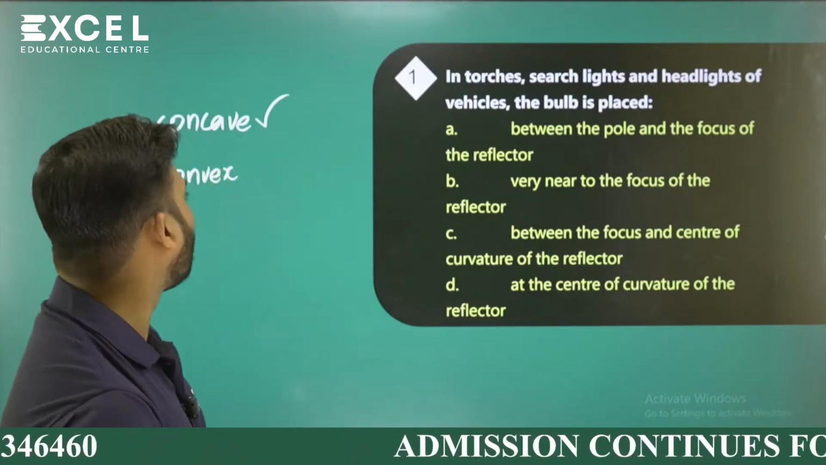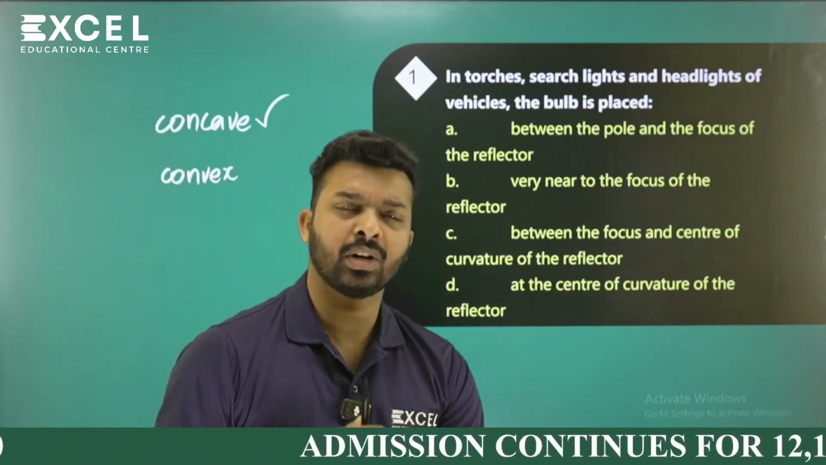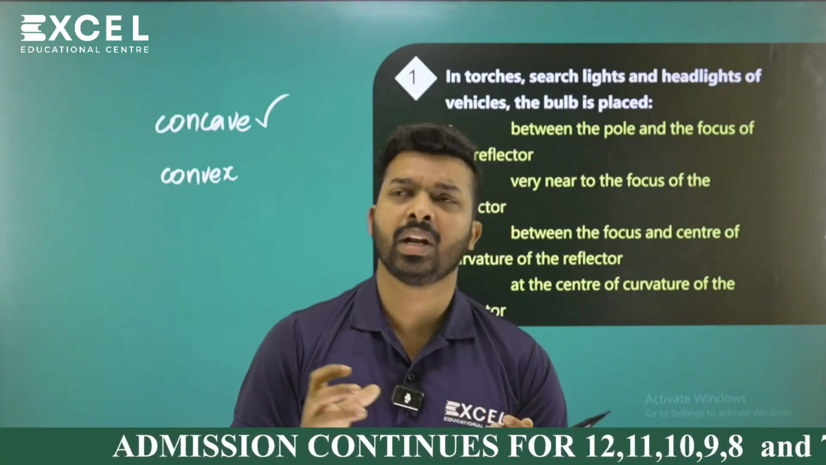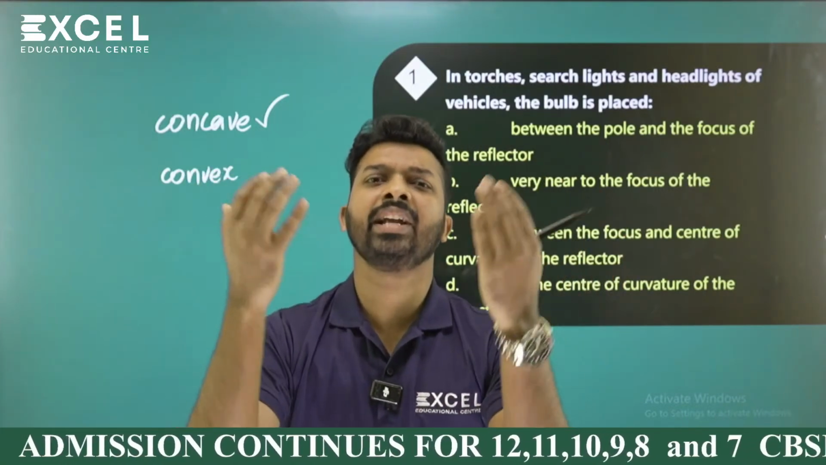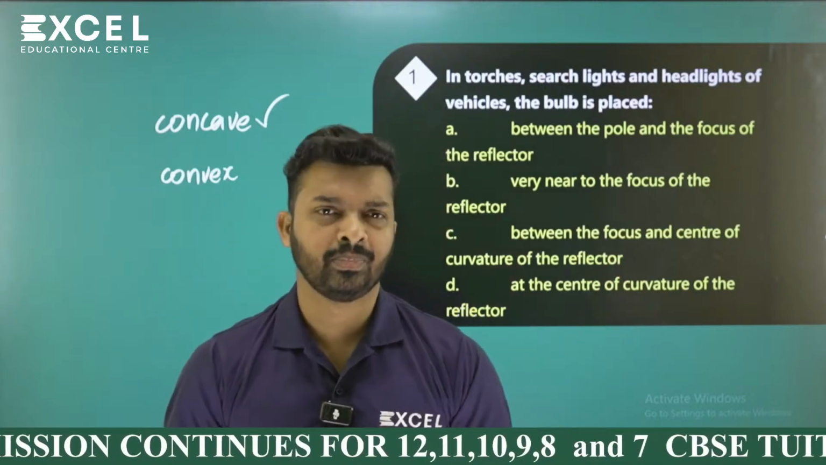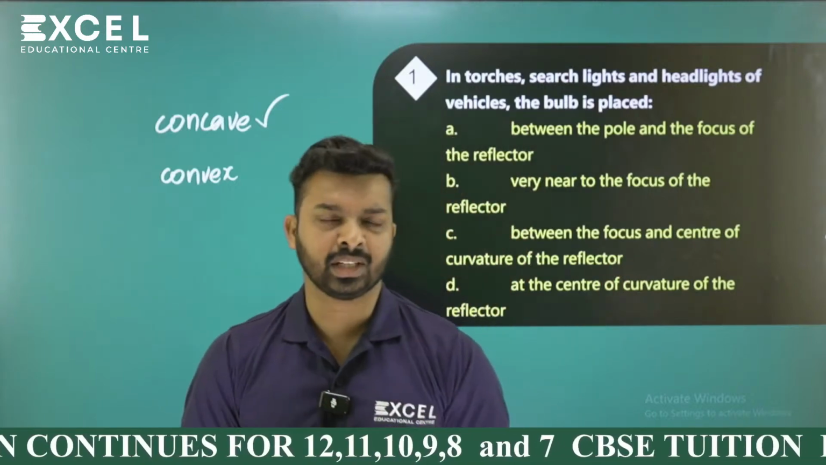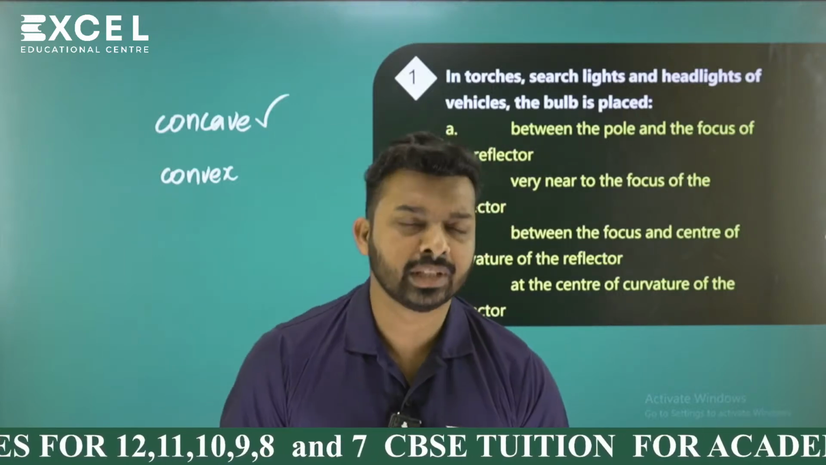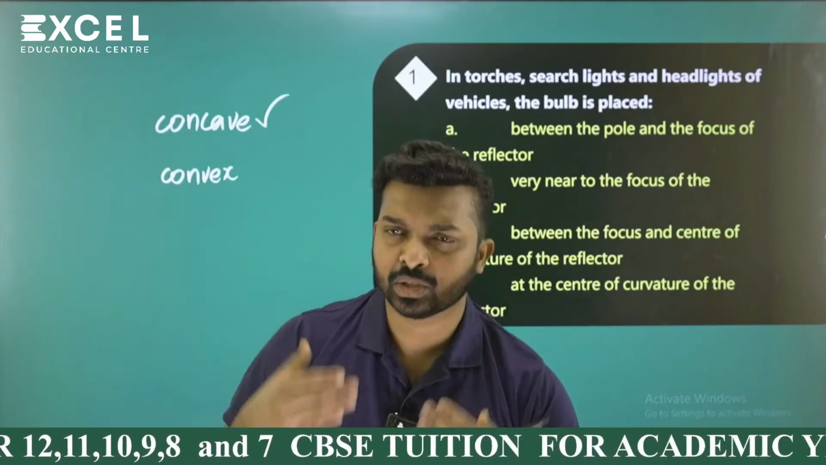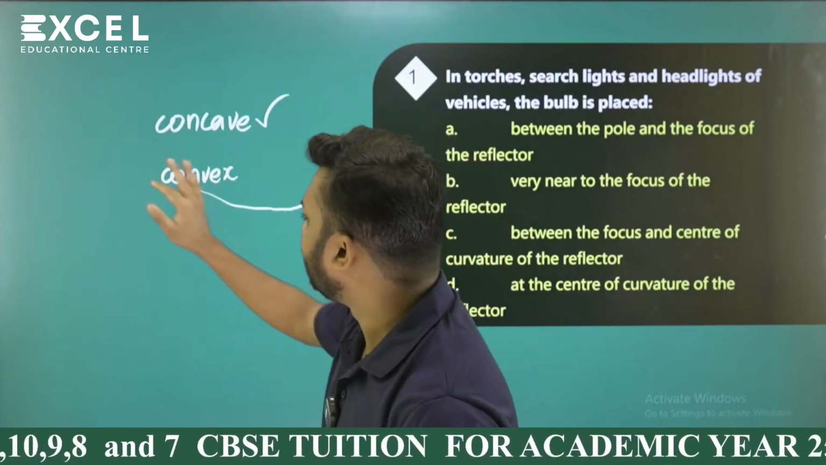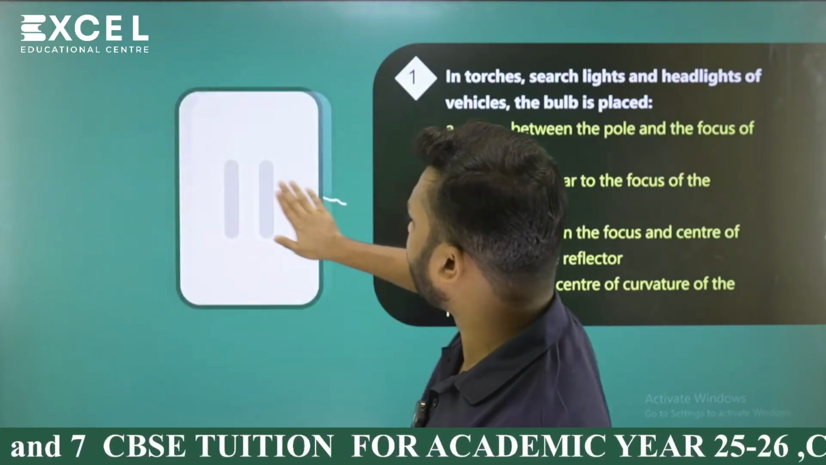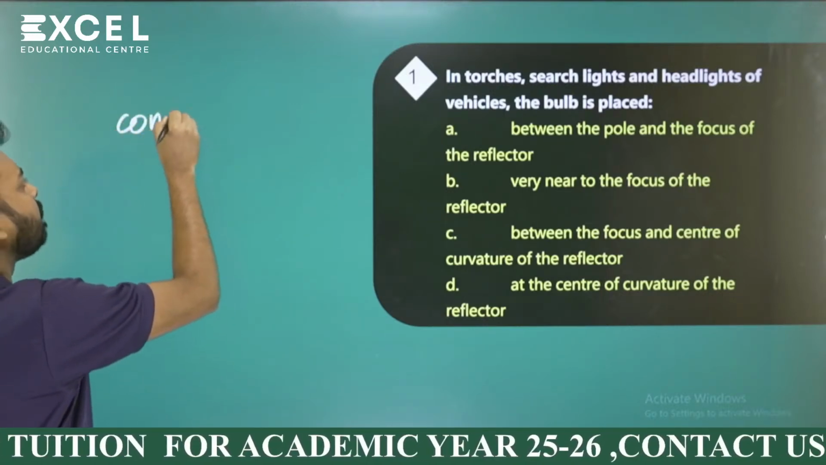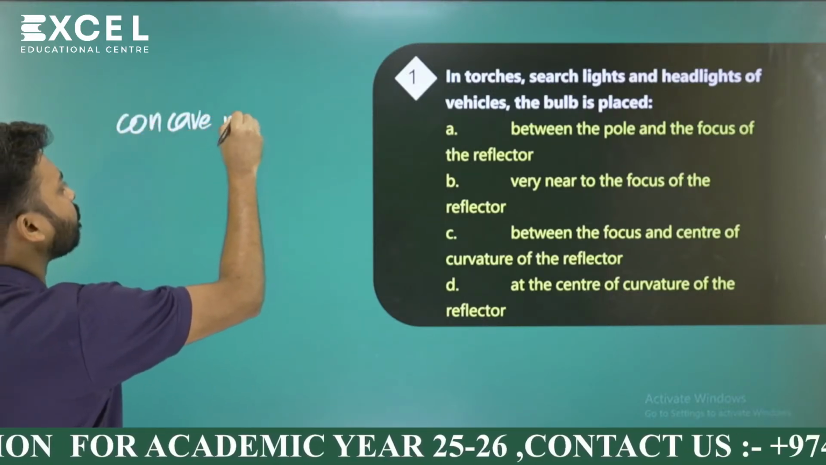And why not convex? Convex mirrors are mainly used in places where you want a wide view of a particular image, like the rear view mirrors and side view mirrors. So let's remove the convex mirror and focus on the concave mirror.